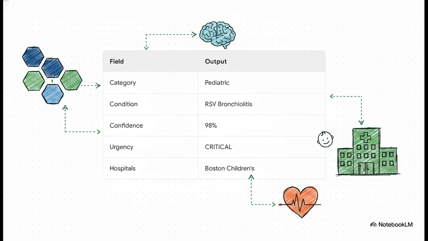Category: pediatric. Condition: RSV. Confidence: 98%. Urgency: critical. And right down at the bottom, it's already identified Boston Children's Hospital as the best destination. It strips away all the visual noise to deliver pure, actionable clinical intelligence.